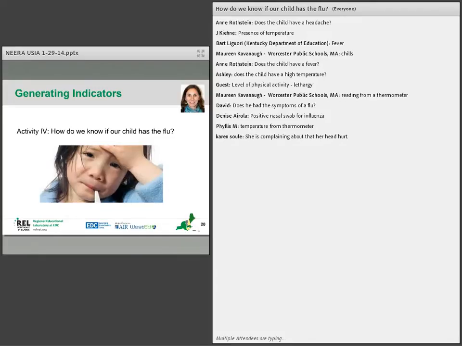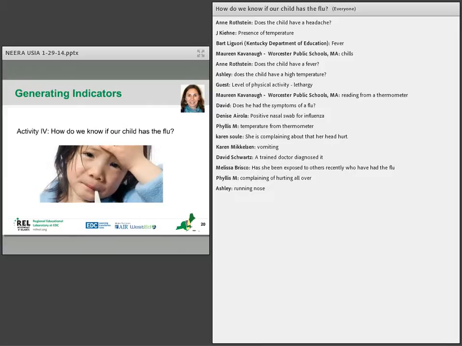What would be the evidence of the flu? A positive nasal swab for influenza, that would be a very useful tool. I know that when I'm at home at midnight with my kid, I don't have that, but I could get that. Again, temperature from the thermometer. Is she complaining? Is there evidence from her that her head hurts? Is she vomiting? We go to a trained technician to tell us whether or not she has the flu. We think about her exposure. Has she been exposed to others? Does she have a runny nose? So again, you think about the wide range of tools at our disposal, from our own observations, to make the assessment that our child has the flu. There are a wide range of potential pieces of evidence that we might employ to assess whether or not our child has the flu.